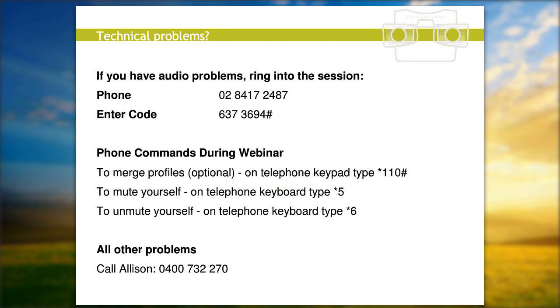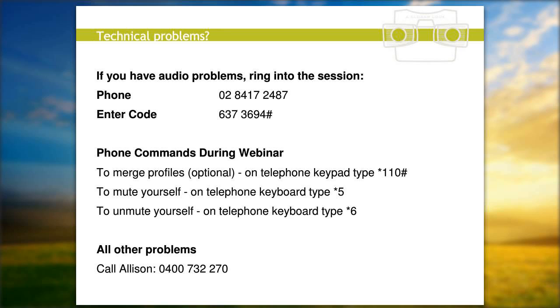So if that happens, you may still phone that number, and then there's a code that you need to enter, which is 6373694#, and then you'll get the sound. So you'll either get the sound, or sometimes people are able to watch the video on the webinar on their screen, but get the audio through the phones. I'm hoping that's not going to be necessary, but it's just useful for you to know.